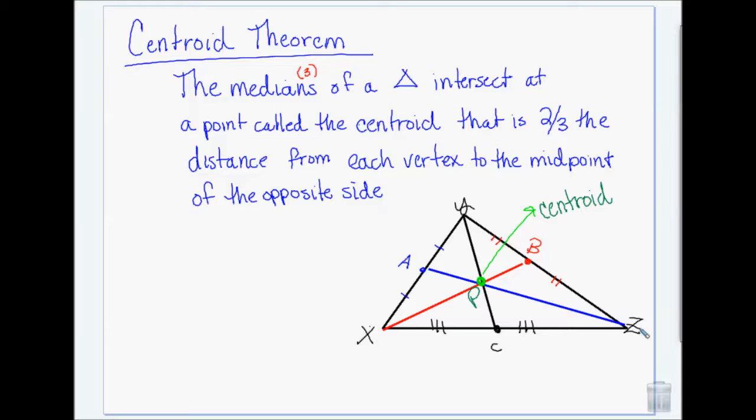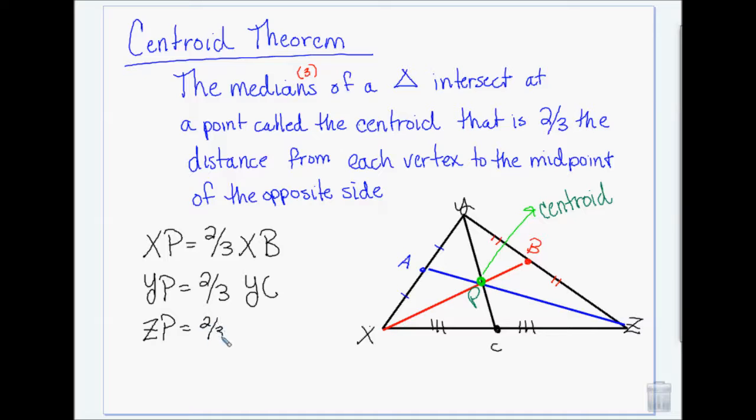What my centroid theorem tells me is that this point P, the centroid, is located in such a place that XP is equal to 2/3 of XB. So if I come from this corner to the centroid, this length right here is 2/3 of the entire red line. YP is going to be 2/3 of YC. ZP is going to be 2/3 of ZA.